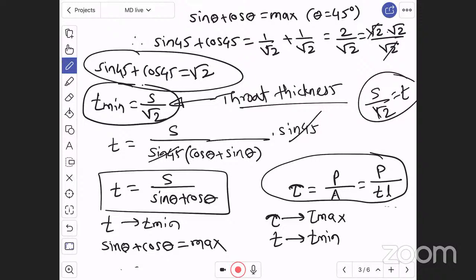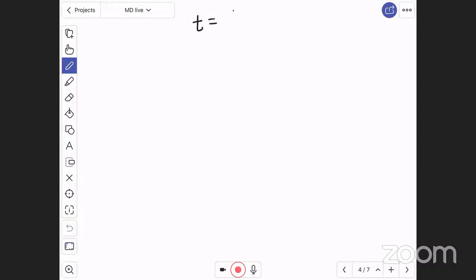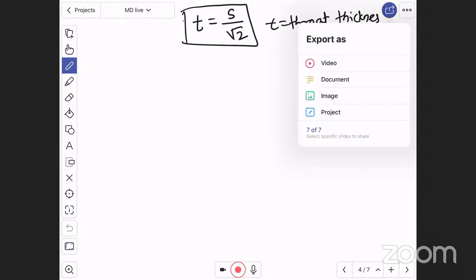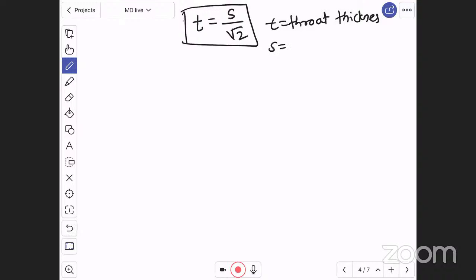Now, therefore, I can write here throat thickness is equal to S divided by root 2. All right. T is throat thickness, and along this thickness there is a failure. We can say along this throat thickness there is a failure, and S is called plate thickness. S is called plate thickness, or also called leg size. It is also called leg size, right, over here.